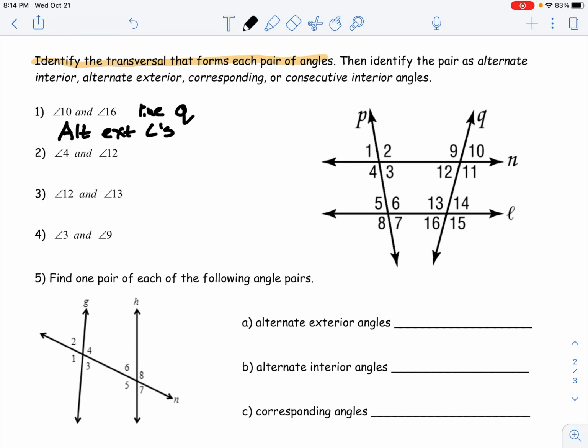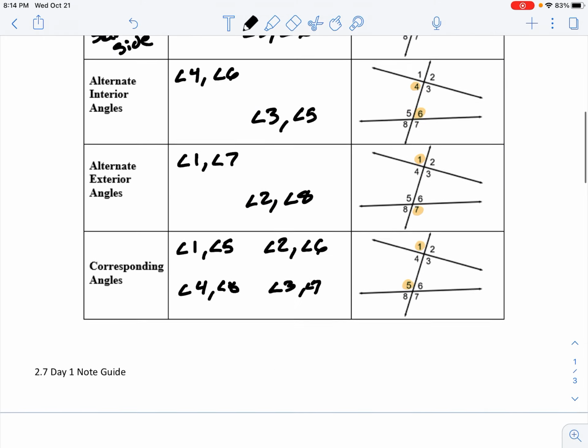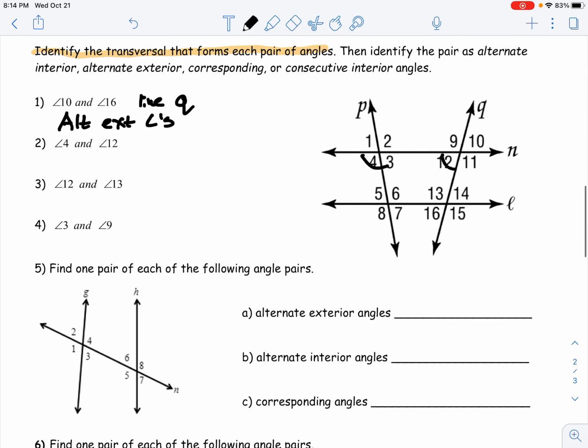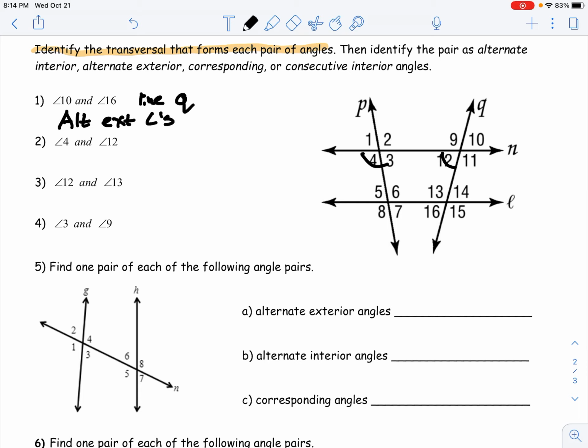Next one, angle 4 and angle 12. Here's 4, here's 12. Those look to me like they are corresponding angles, and if you don't know what this means, you just got to go up here and look. But angle 4 and angle 12 are corresponding angles. And for the transversal, they're both touching line N.